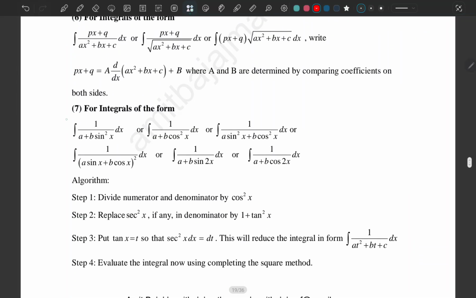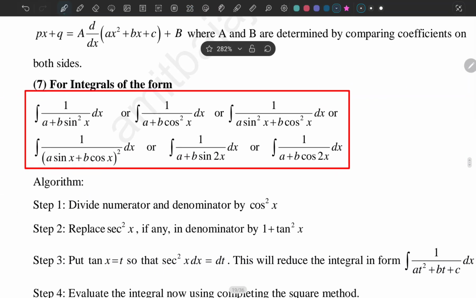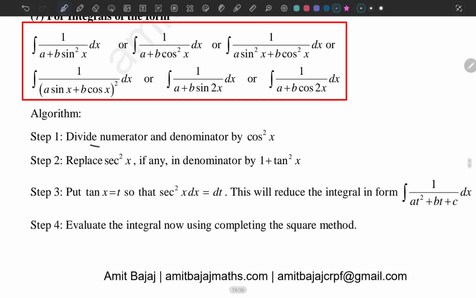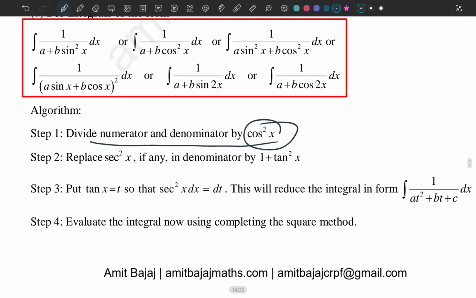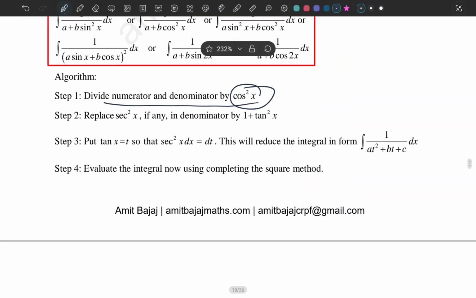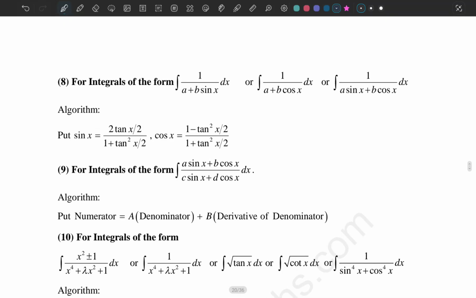Okay, so this is very important. These kinds of things appear in your exam questions. Then just divide the numerator and the denominator by cosine squared x, and you will see some easy substitution methods. So you can just read the steps, because again they're very important.